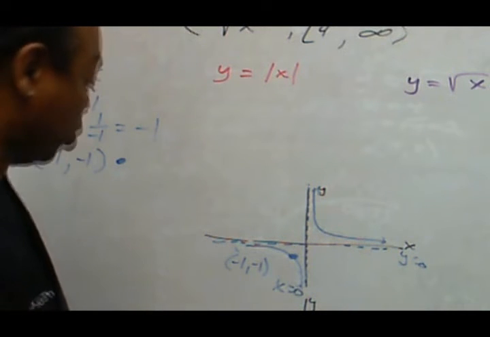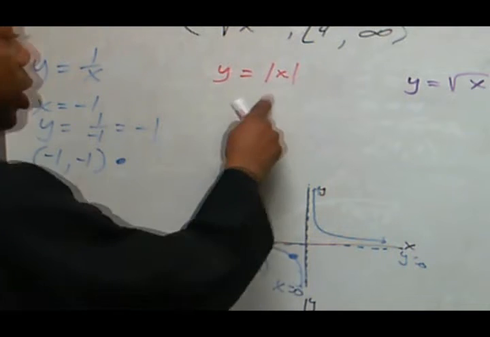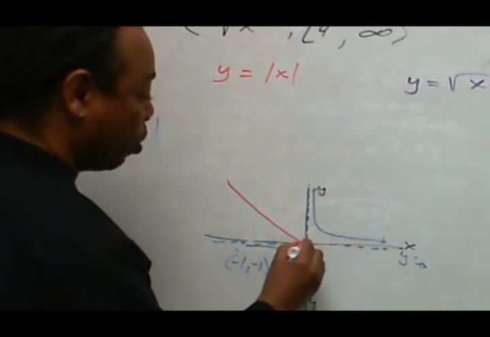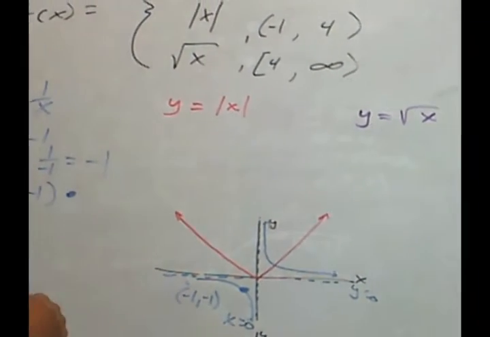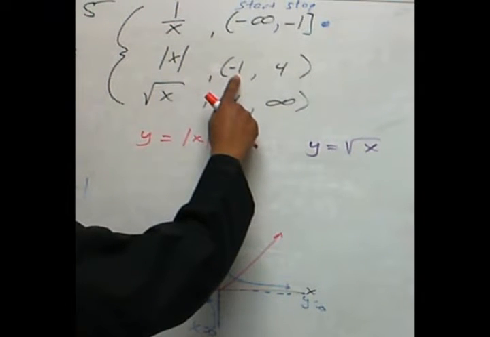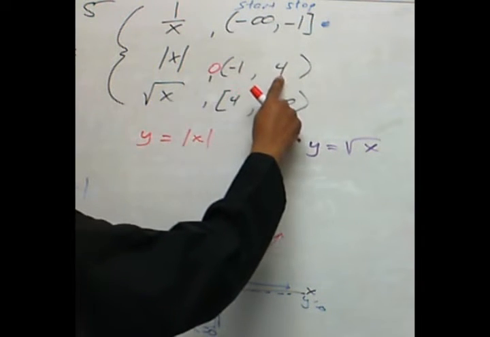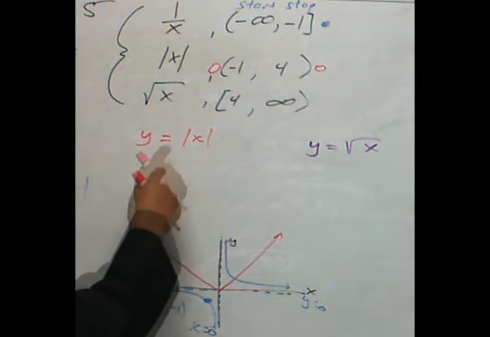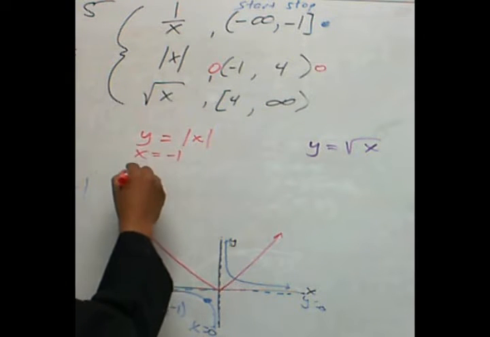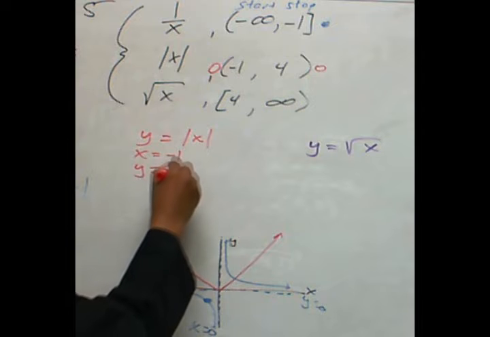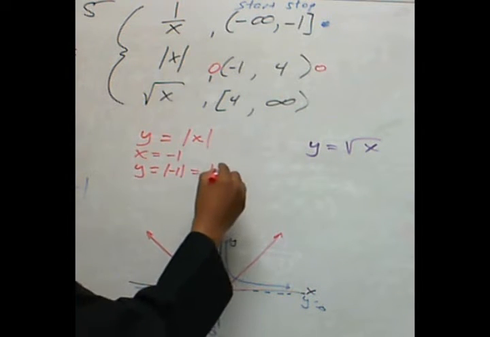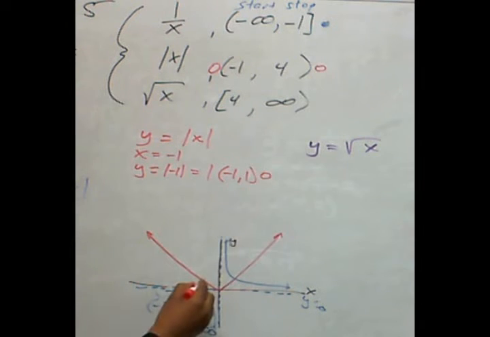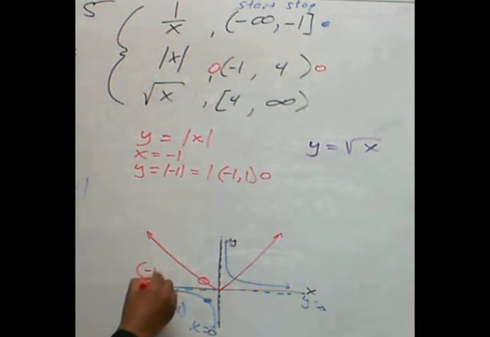Next, graph is the red one, which is the absolute value of x. This graph is the one that we memorized. That's the V shape. So we draw a V here. This one will start at x equals -1 open, and this will stop at x equals 4 at an open circle. So let's start at x equals -1. So we'll get y equals the absolute value of -1, which equals 1. And that gives us the point -1, comma 1 open. So this point right here will be open, and it is -1, comma 1.